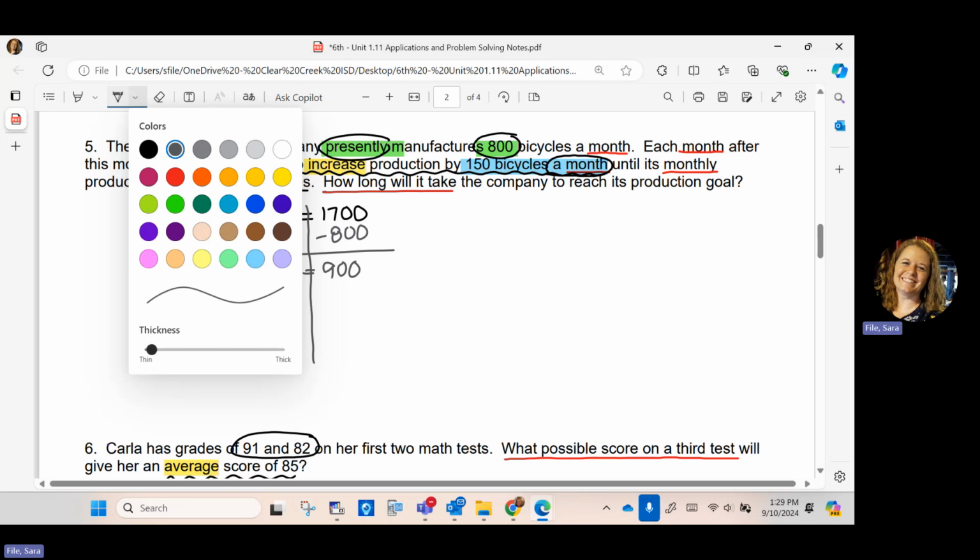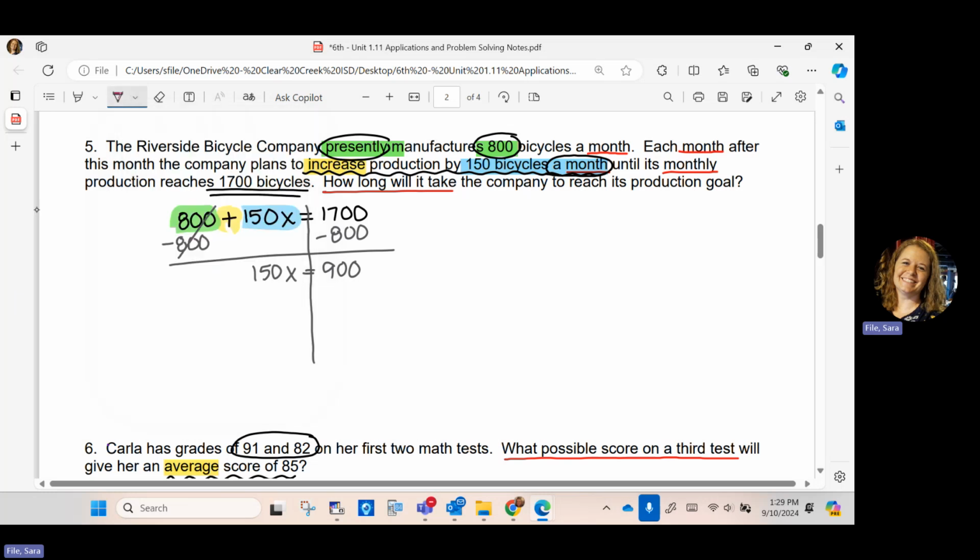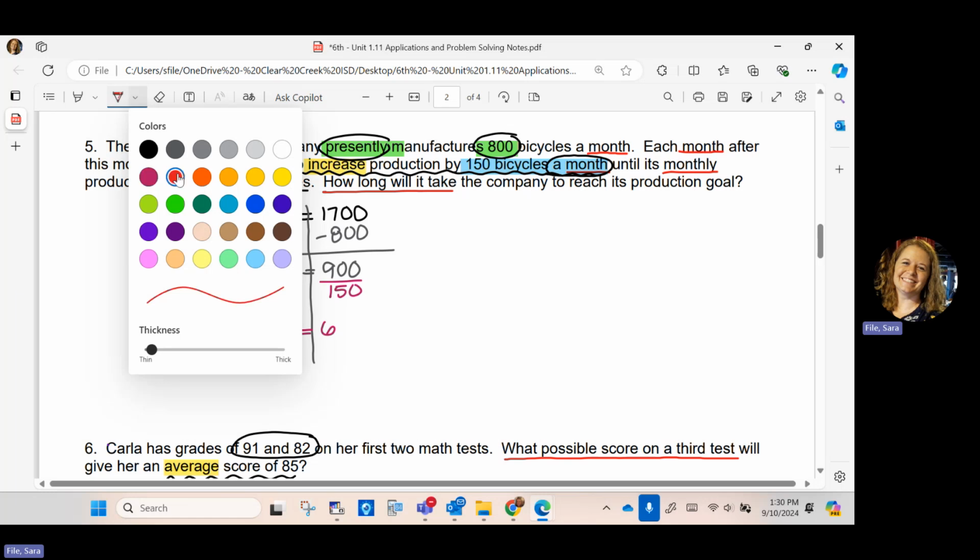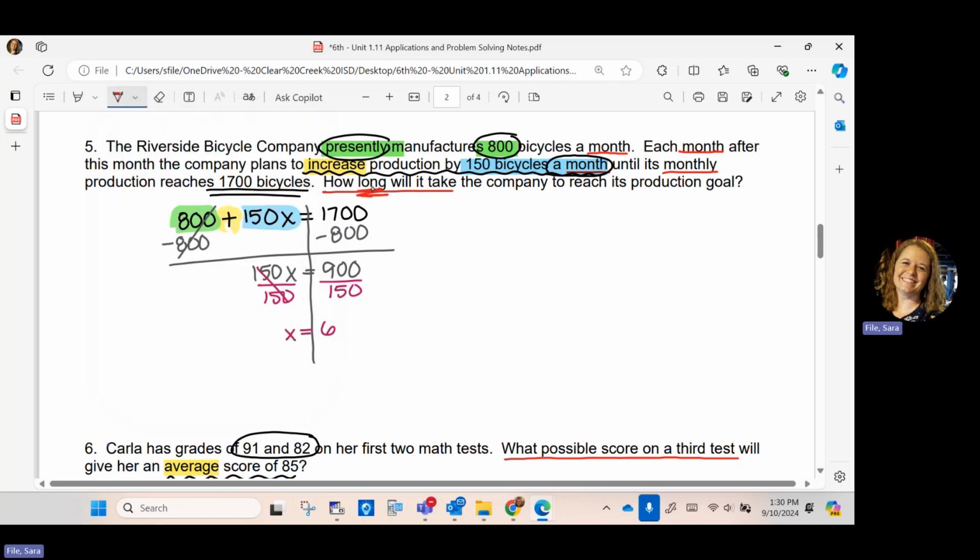And then how am I going to get rid of the 150? Very good. Divide. Okay, and that comes out to 6. And what units did we say X was in? Months. We said how many months? So our answer is 6 months.